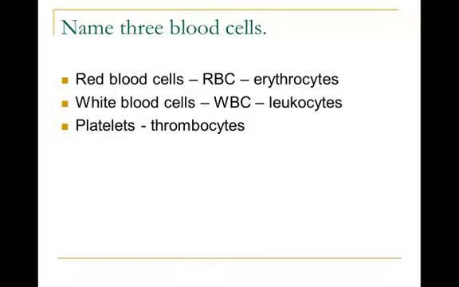Which leads us to what are the names of our 3 blood cells. So our 3 blood cells are red blood cells, shortened to RBC. Erythro refers to red. White blood cells, WBC. Leuco refers to white. And platelets, and thrombo refers to clot. So these are our clotting cells. So those are the 3 types of cells that we do make in our bone marrow all the time.